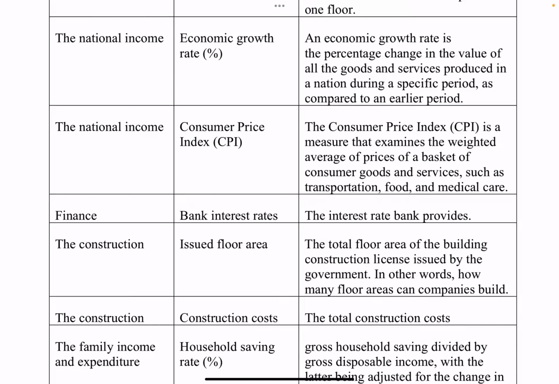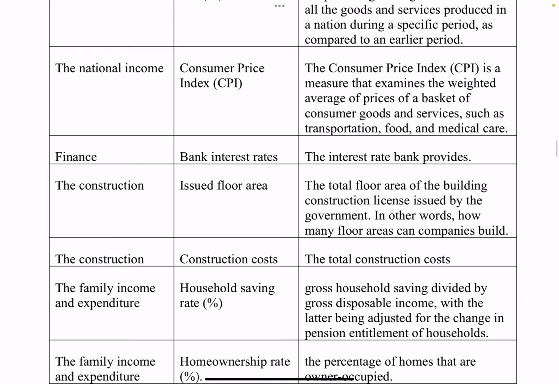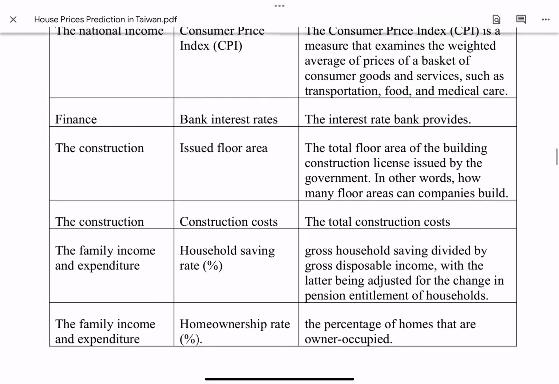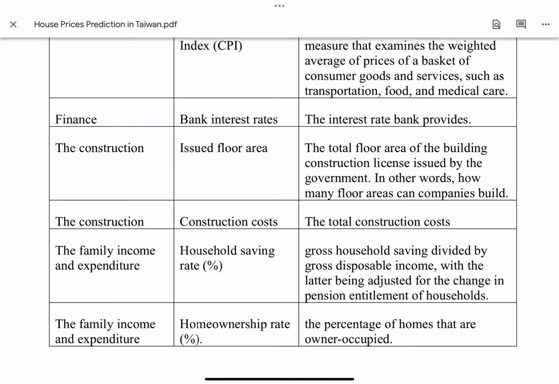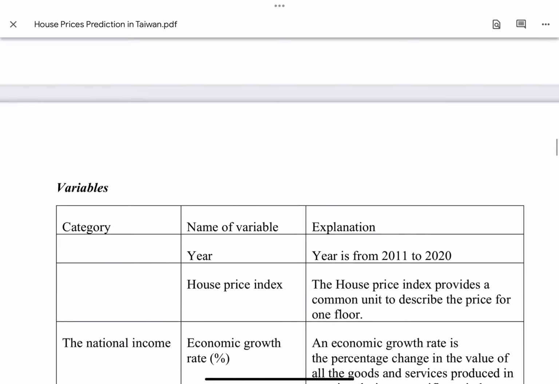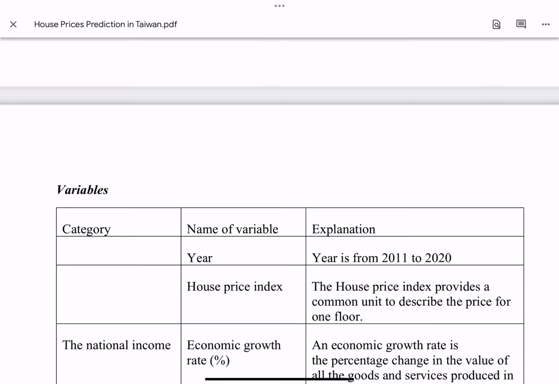Issued floor area is the total area that government allows the companies to construct. And construction cost stands for the total construction cost. Household saving rate and home ownership rate. It means what percentage of homes are owner occupied. So I selected the data from the government and the variables are explained.